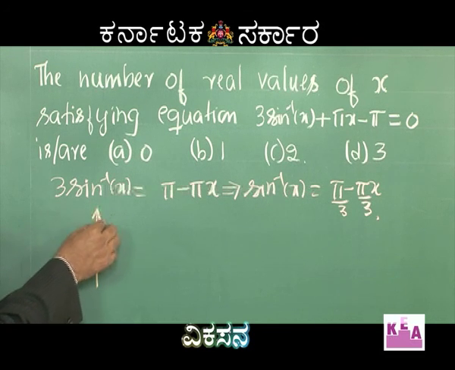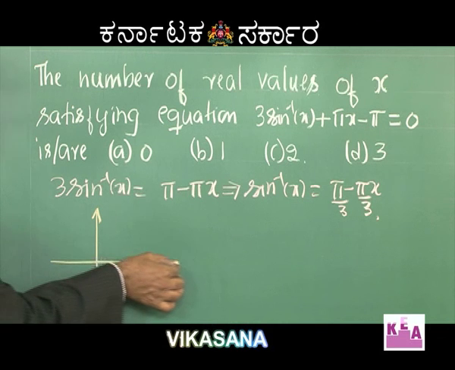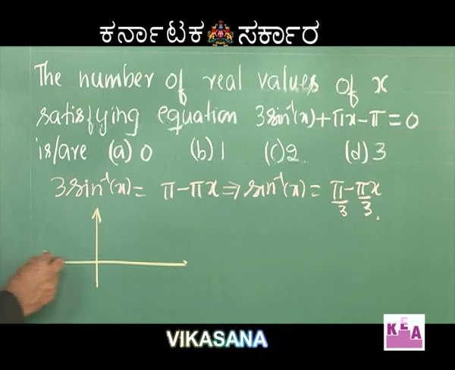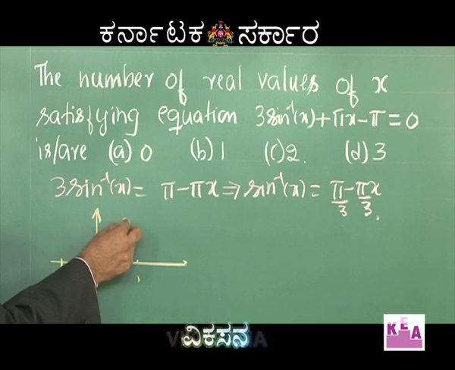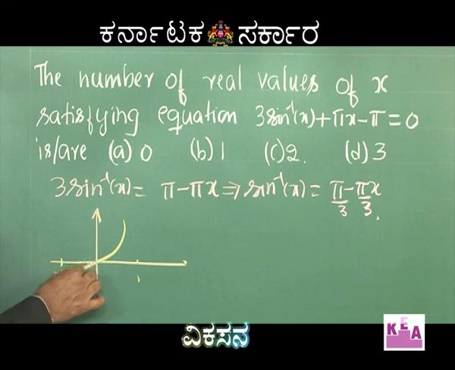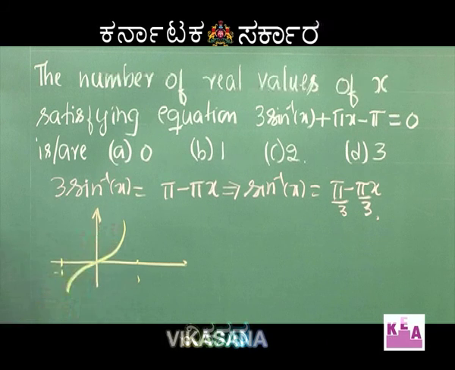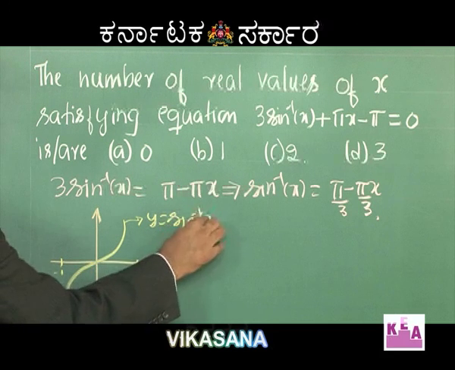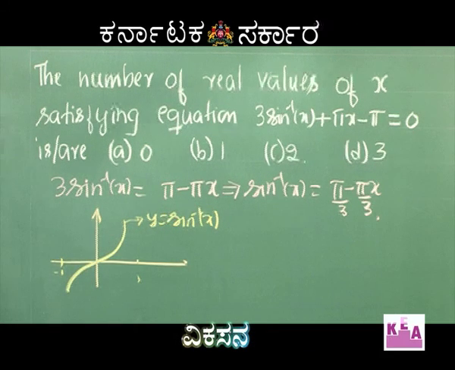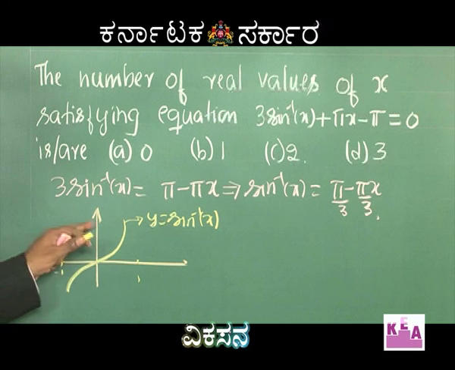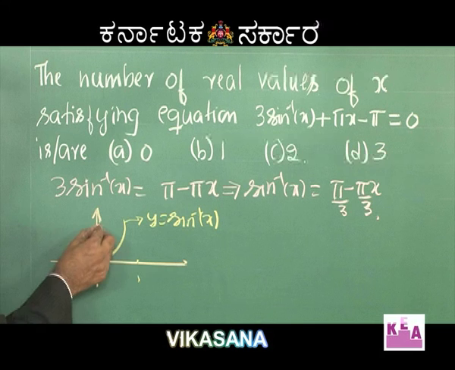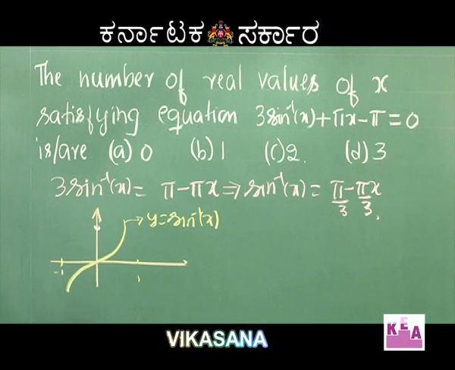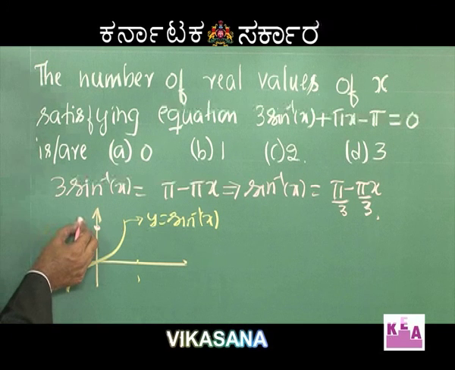So, the graph of sin inverse of x, when x lies between minus 1 and plus 1, is a graph which is clearly like this. Now, this is y is equal to sin inverse of x. That is part 1. What is pi by 3 minus pi x by 3? It meets the y-axis at 0 comma pi by 3 and the slope is minus pi by 3. So, minus pi by 3 is nearly minus 1 point something. So, that means to say the slope must be like this.